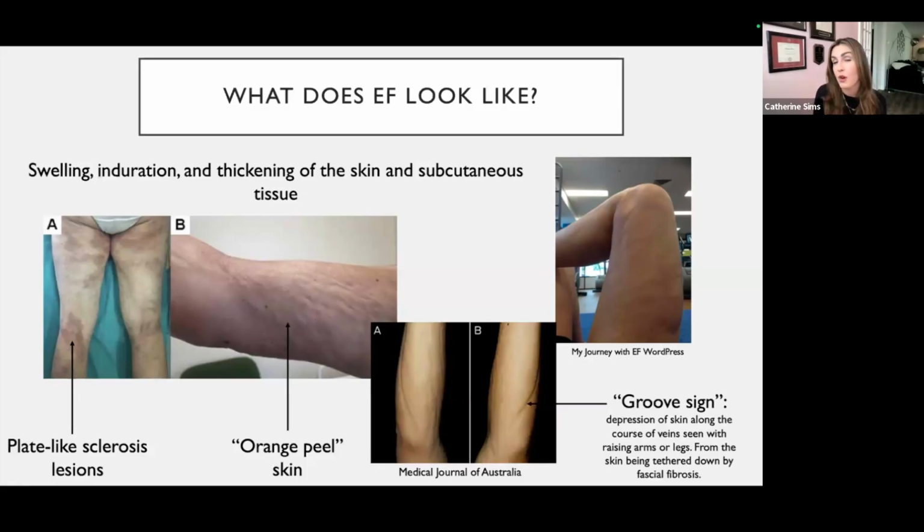Now, if you have EF or a loved one of yours has EF, you may have noticed that in your visits with doctors, they will ask you to put your arms up like this. This is because they're looking for something called groove sign. What they have found is when you put your arms up and the skin kind of sags due to gravity, that fibrosis of the fascia around the muscle will sometimes follow the line of a vein in the body. And so sometimes the doctor can clearly see this outline of a vein coursing through, and the fibrotic tissue is kind of following along. And that's called a groove sign.